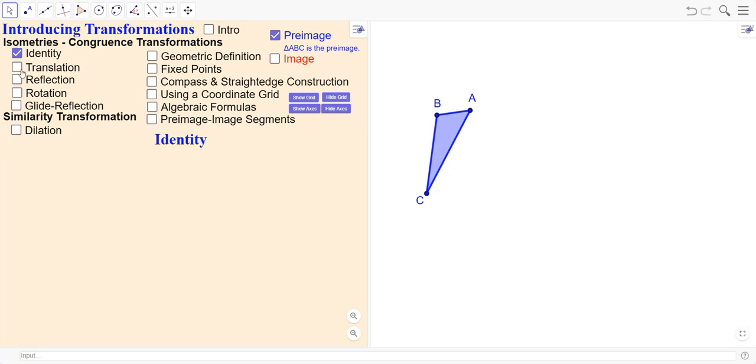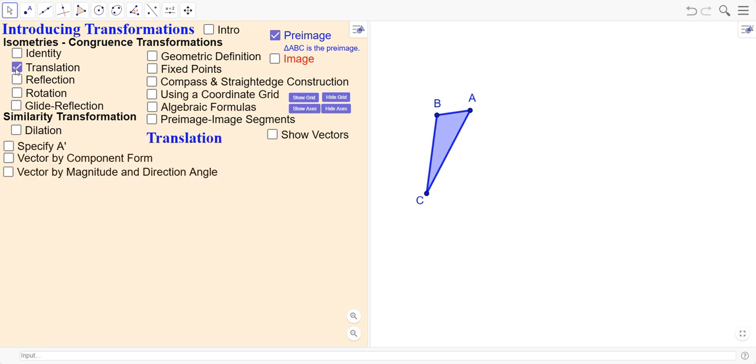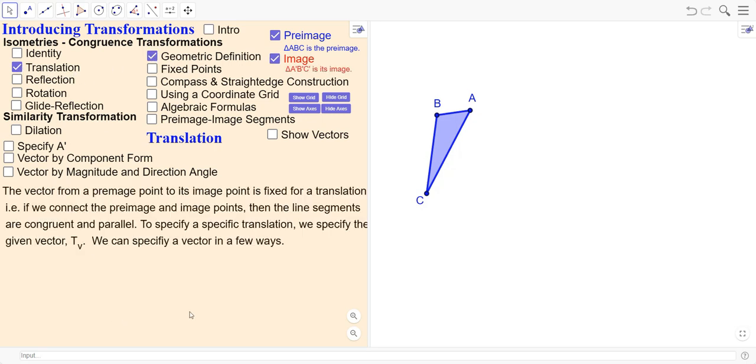Okay, now let's go to something a little more challenging and interesting: translations. In a translation, what we do is we slide the figure along a vector, and so it's just sliding or scooting or shifting it around the plane. The technical term is a translation, and we can identify that this way by identifying the specific vector.